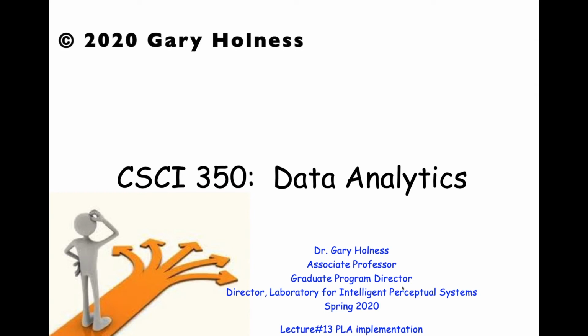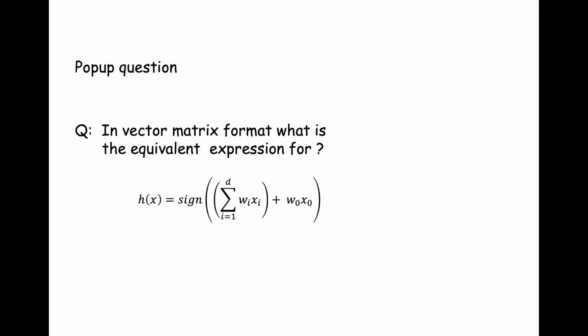Today, we're going to talk mostly about MATLAB-isms in support of your own implementation of the perceptron learning algorithm. So, a little quiz of sorts for you. In vector matrix format, what is the equivalent expression for the hypothesis, the current working hypothesis?